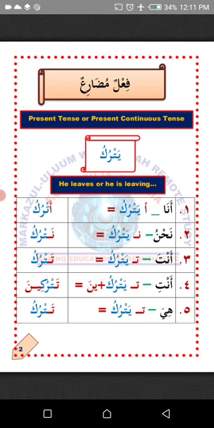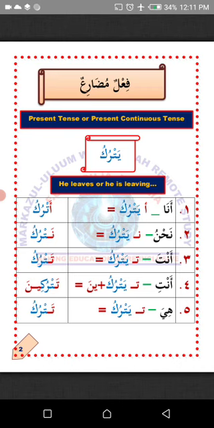Remember, once yaun is attached, the letter before it must take kasra, as we know that yaun is the mother of kasra in Arabic. So the verb yatruku will now become tatrukina, which means you are living or you live. You can only use this to talk to a single female person.